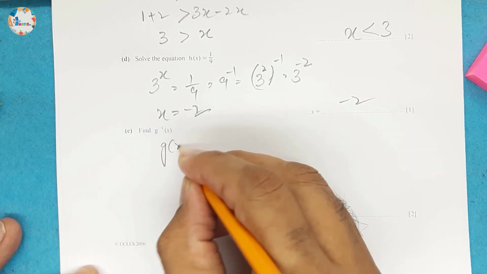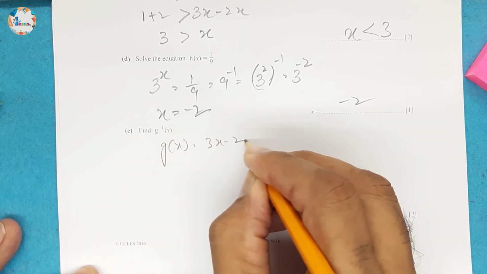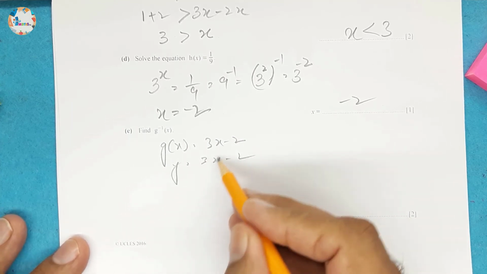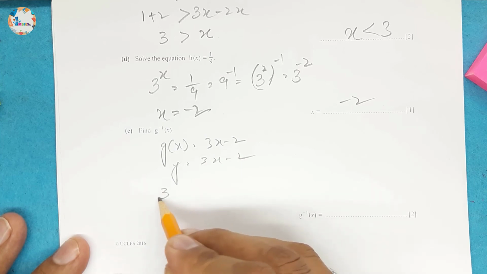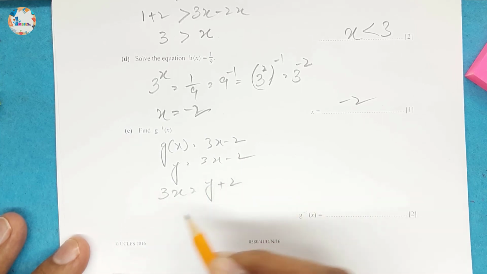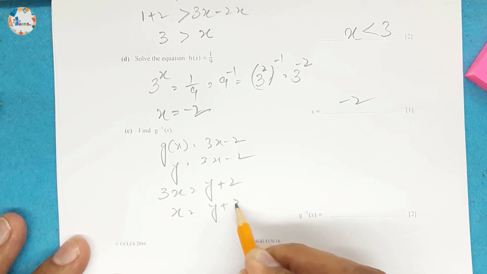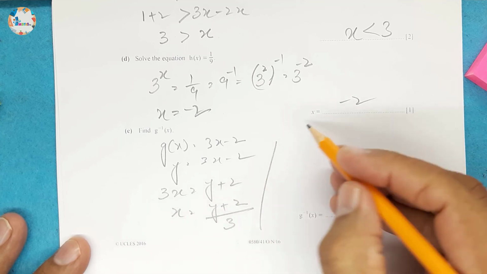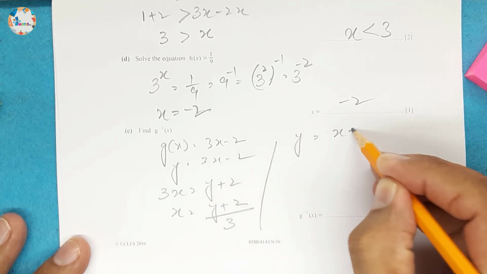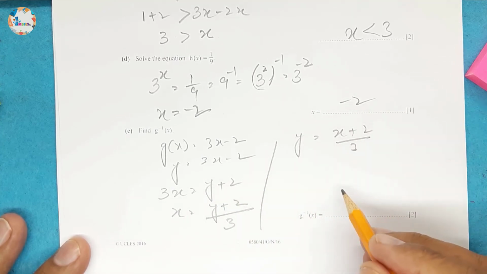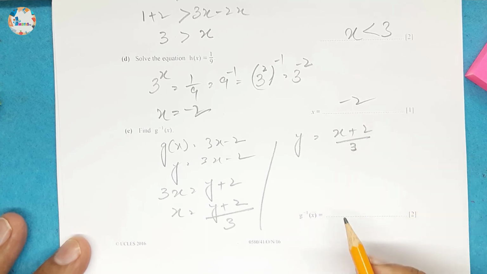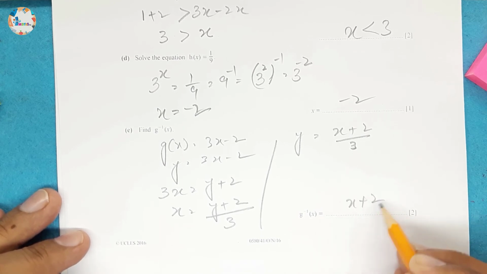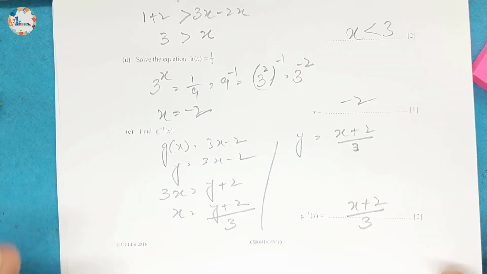Then find g inverse of x. g of x is basically equal to 3x minus 2. So we can write y is equal to 3x minus 2. Now we have to make x the subject. So 3x will be equal to y plus 2. So x will be equal to y plus 2 whole over 3. And now we can swap. This will be y is equal to x plus 2 over 3. So this will be basically our answer for g inverse of x. So x plus 2 over 3, this will be the final answer.